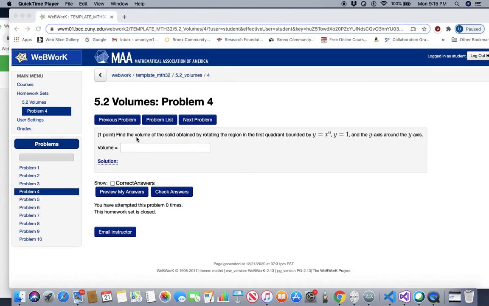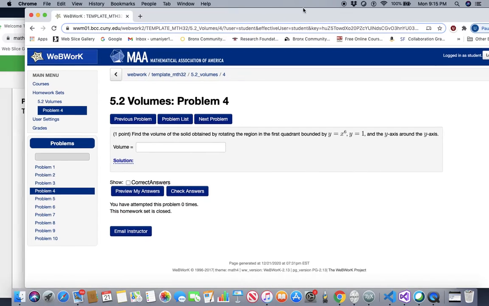Problem 4. Find the volume of the solid obtained by rotating the region in the first quadrant bounded by y equals x to the power 6, y equals 1 and the y-axis, about the y-axis.